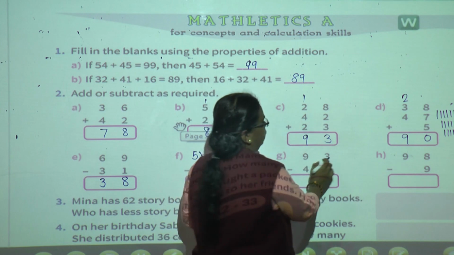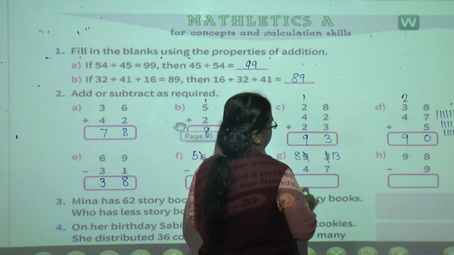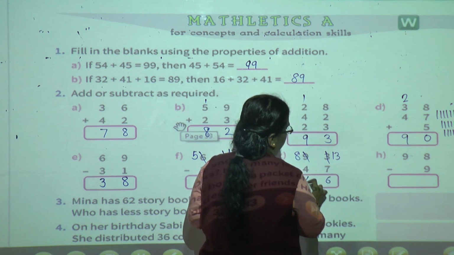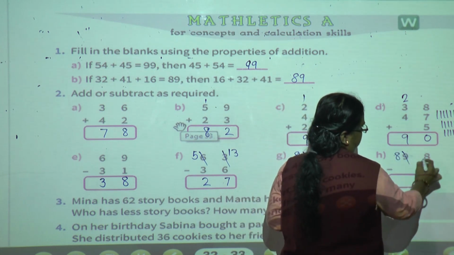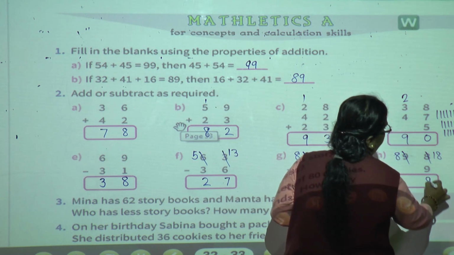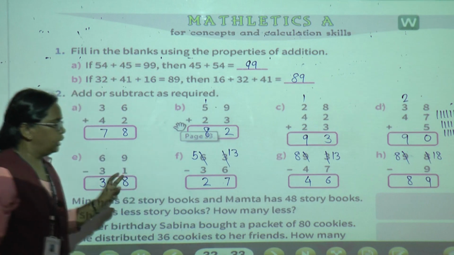Here 13 and here 8. Then here will come 6 and here 4. Then here 8, 18. 9 will come and here 8. In this way you are solving the sums.